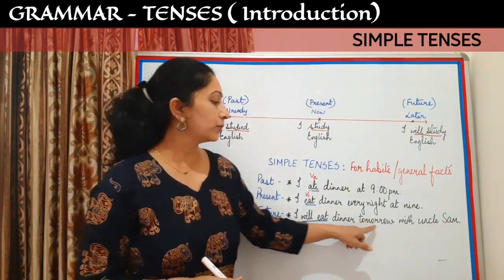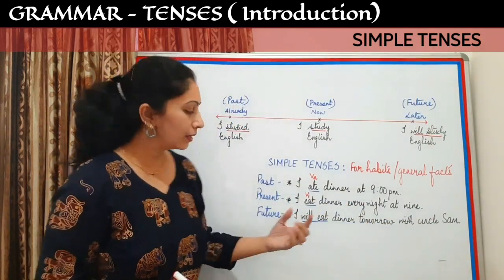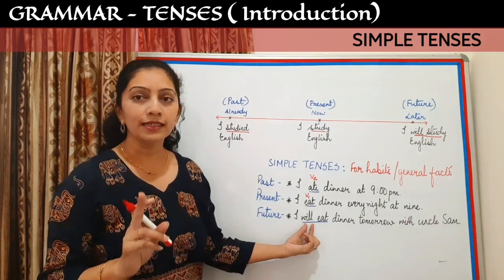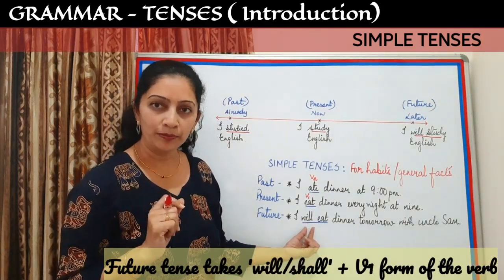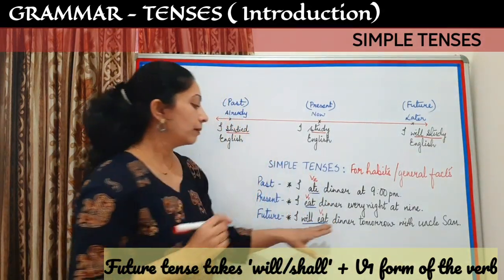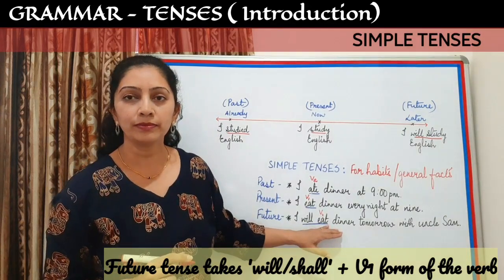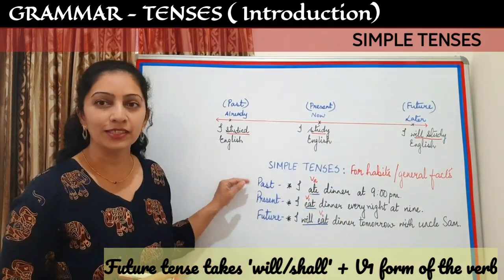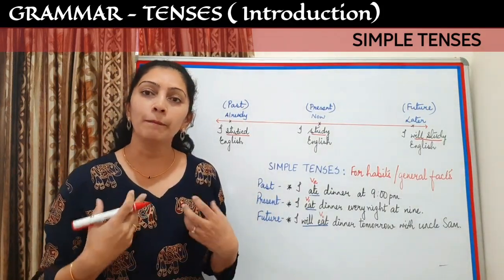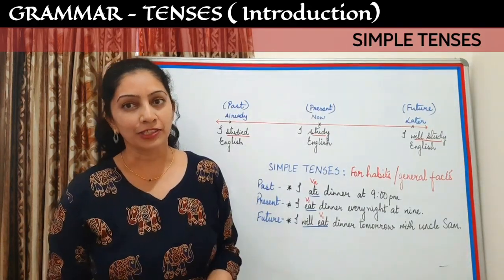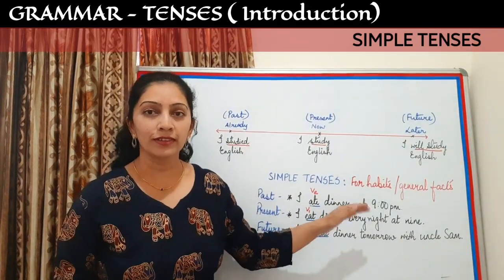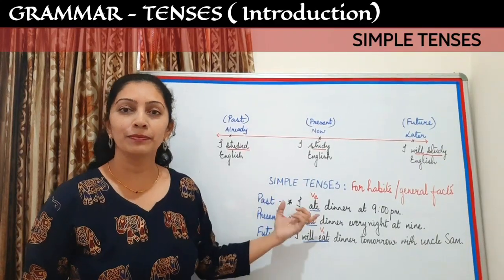Let's come to the third example. I will eat dinner tomorrow with Uncle Sam. Now this phrase, will eat. The word will tells us that the tense is in the future form. And after will, we will always use the V1 form of the verb, that is the base form of the verb. So if you look at these three sentences, you will come to know that simple tenses are always used when you are talking about a past action or a present action, but those actions have to be habitual. You may also talk about general or universal facts under simple tenses.